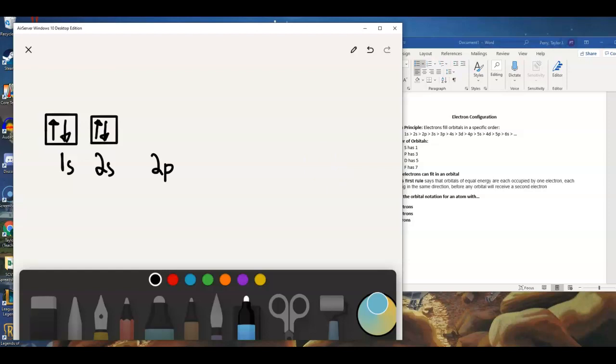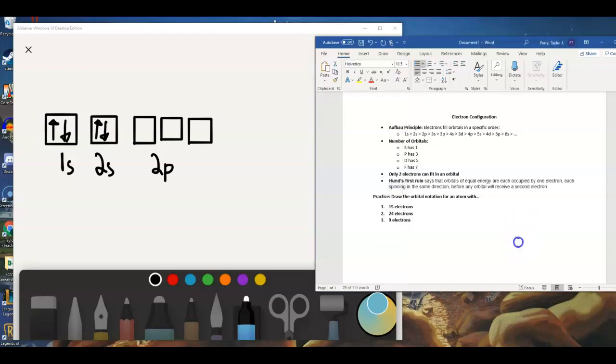So let's do that. Let's draw 1, and let's make that a bit bigger. 1, 2, oh, that's a horrible box. 3. Okay, so 3 boxes, because again, it says that P has 3 orbitals. So these boxes represent those orbitals. And it says only 2 electrons can fit in each orbital, so we're only going to have up to 2.